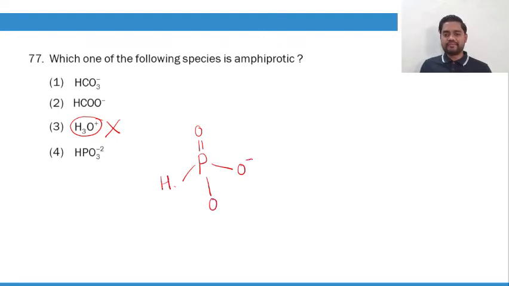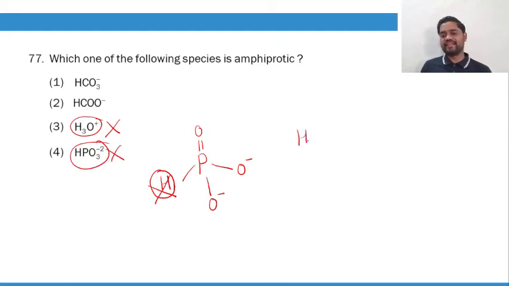Okay, so see, this is the H3PO3 minus 2 structure. It can definitely accept H plus, but it cannot donate this H plus. This is not available. So can I say this is also gone? This should not be the answer.